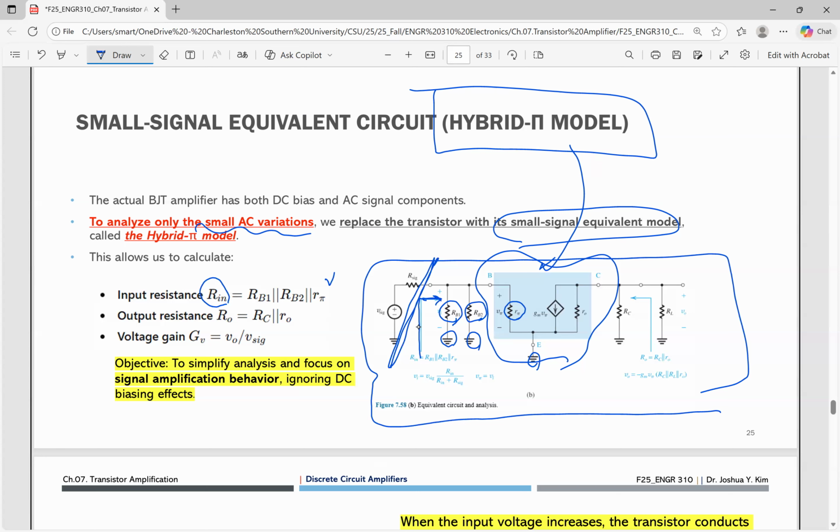All right, so what is the output resistance? Output resistance, R sub 0, is R sub C and R sub 0. That is the output resistance, but inside of the output resistance for the AC signal, R sub C is the output resistance. And then the voltage gain, G sub V. Sometimes it is A sub V, but it depends on the books and instructor. So anyway, the voltage gain is V sub 0 right there, and then V sub 0.